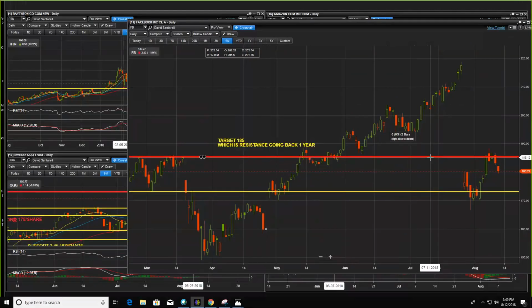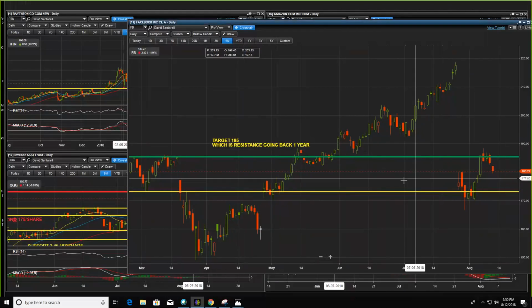And when it got up to around 185, 186, we took our profits. We ran. Obviously, it went up a little bit higher than that, but we got out at our target. And that's important when making a trading plan. Like I said, you want to have your profit target areas and your stop loss areas already planned out before you enter into that trade.